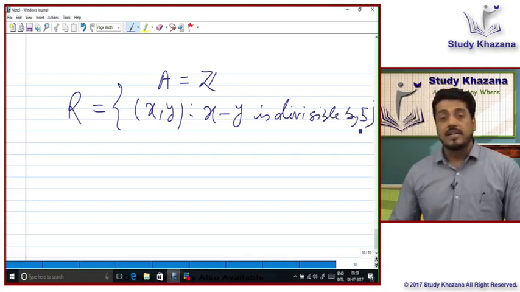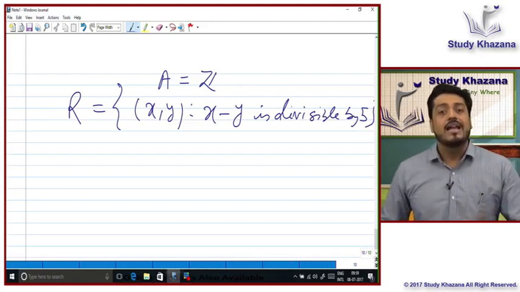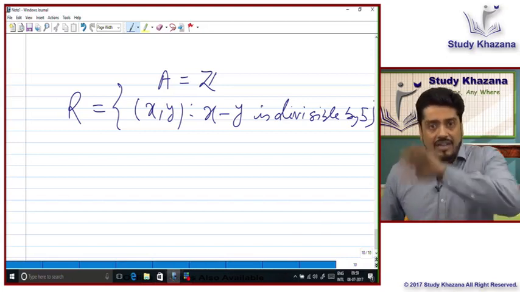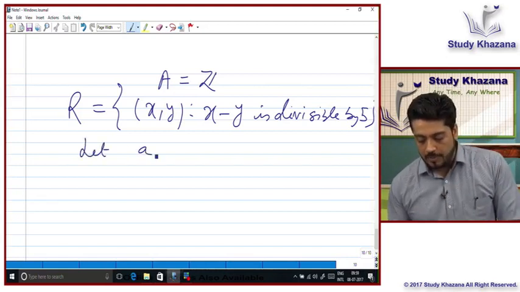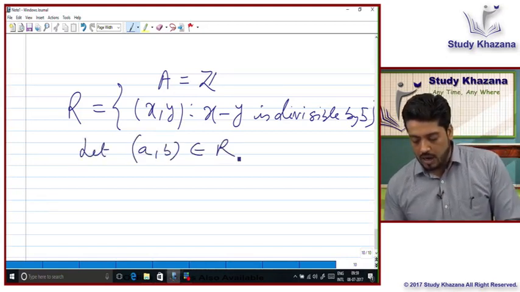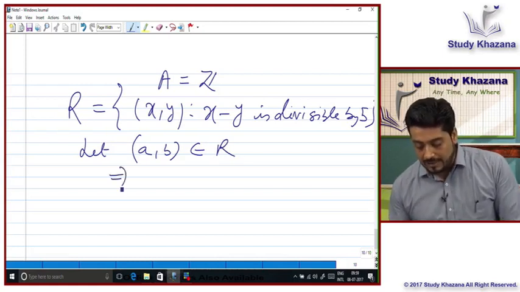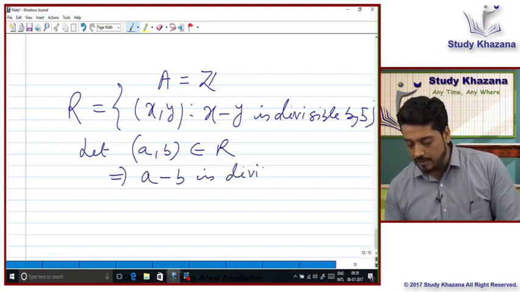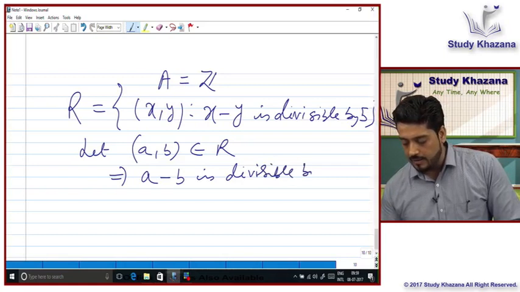Now we are asked to check whether this relation is symmetric or not. What I need to check for symmetry is this: I'll assume that (a, b) belongs to R, and I need to check that the reverse tuple (b, a) also belongs to R. So let (a, b) belong to R. What does this imply according to the definition of the relation? That a minus b is divisible by 5.